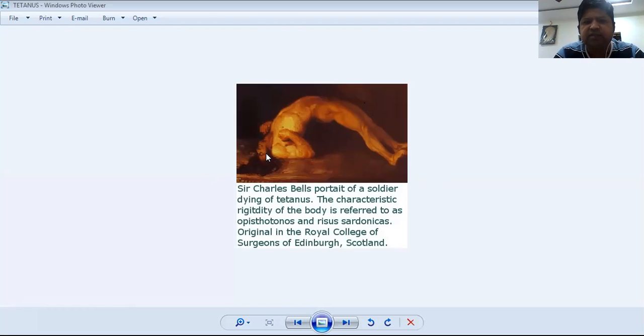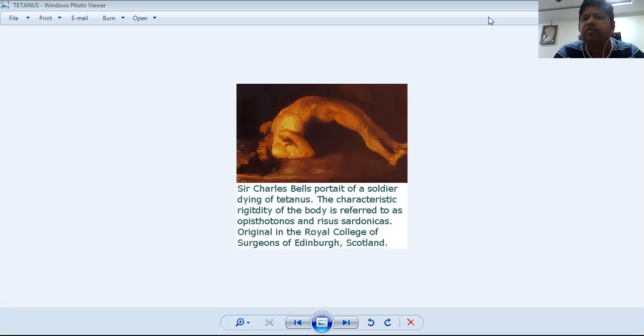This is Sir Charles Bell's portrait of a soldier dying of tetanus. The characteristic rigidity of the body is referred to as opisthotonus and risus sardonicus. Originally it is in the Royal College of Surgeons in Edinburgh, Scotland. This is called opisthotonus, or you can also call it arching. The body is bent like an arch. This is one of the symptoms of tetanus.